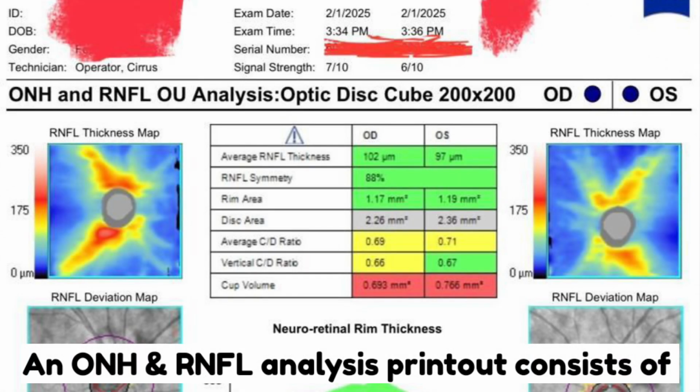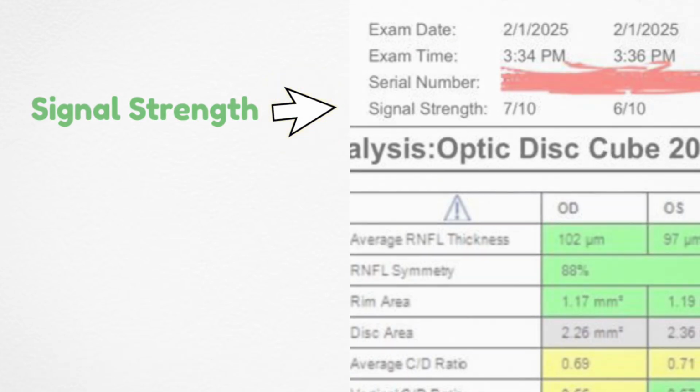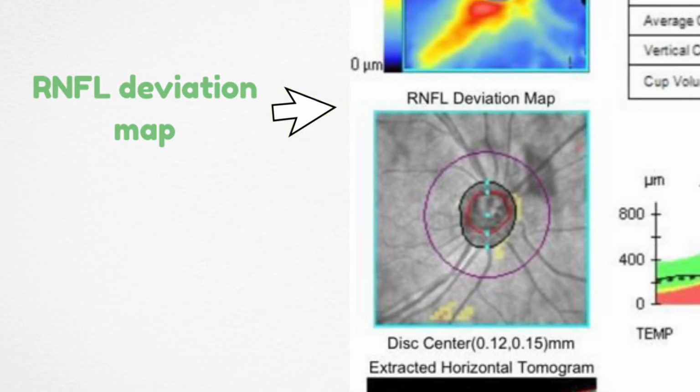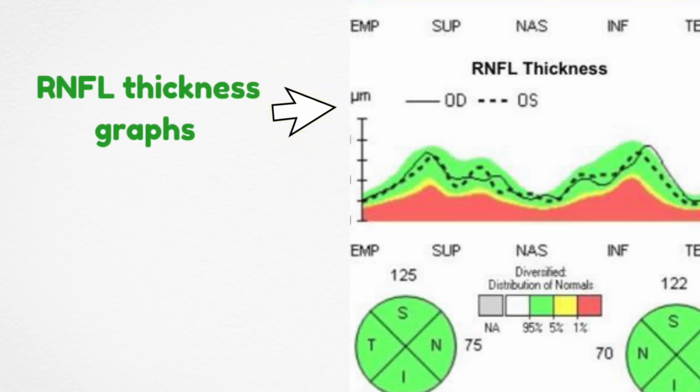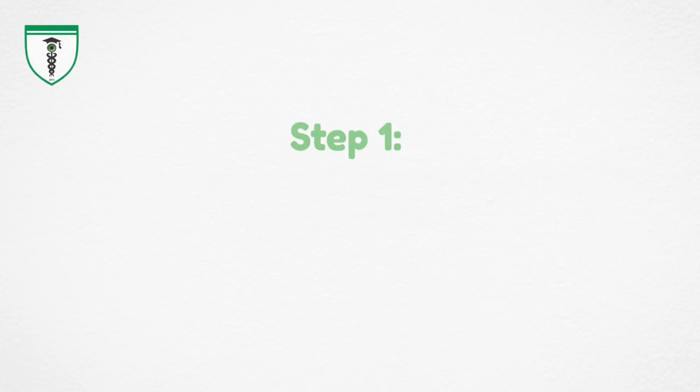Understanding OCT interpretation. An ONH and RNFL analysis printout consists of the following segments: the patient data, the signal strength, the RNFL thickness map, the RNFL deviation map, and the RNFL thickness graphs. Below are the steps to ensure a thorough and accurate interpretation.